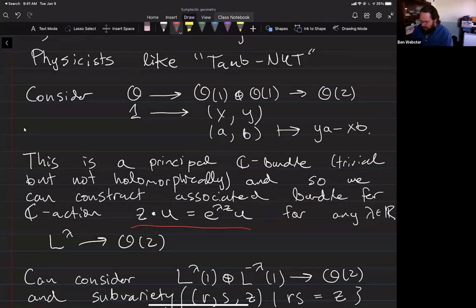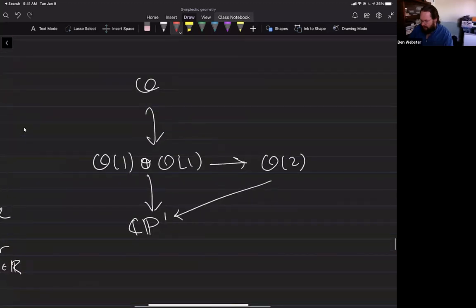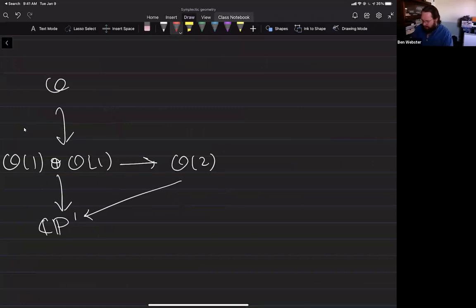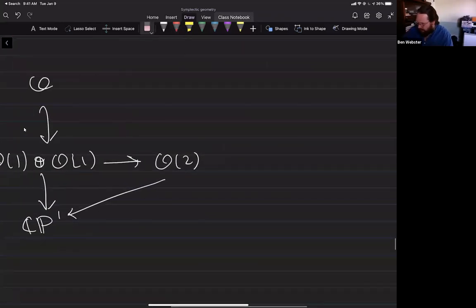All right, so this gives me a new bundle mapping down to O(2). So I have this picture, and now I'm basically base changing. I'm replacing O(1) plus O(1) with this guy, L_lambda, mapping down to O(2). All right, so this guy is also, wait, do I have that right? Yes, six real dimensional. So O(2) has four real dimensions, and this guy has a complex line bundle over it, so it has dimension two more.